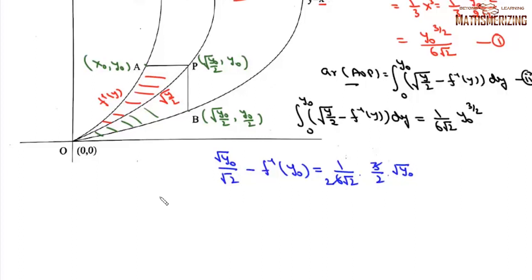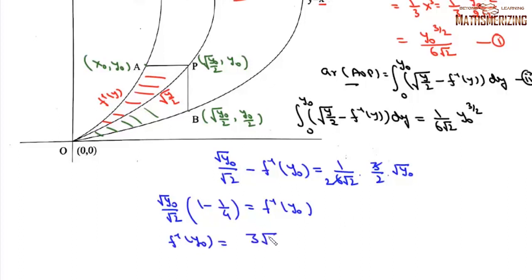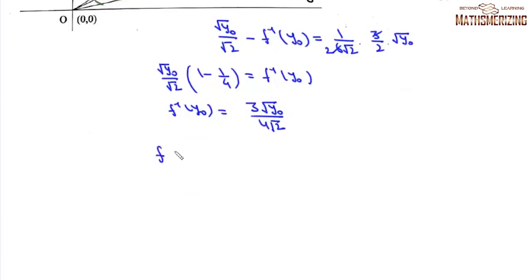So we can write this as square root of y naught upon root 2, and here will be 1 minus 1 by 4, and it is equal to f inverse of y naught. Now this is 3 by 4, so this f inverse y naught will be 3 square root of y naught upon 4 root 2. Now we can also write this as f of 3 square root of y naught upon 4 root 2, and this is equal to y naught.